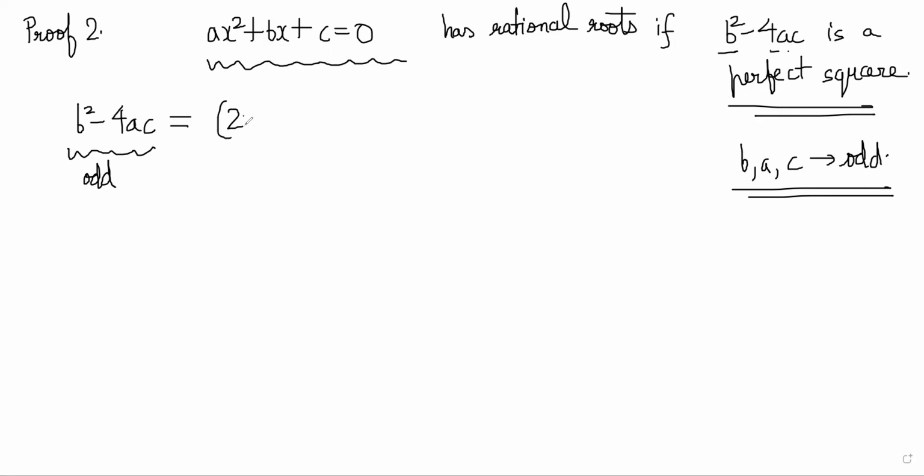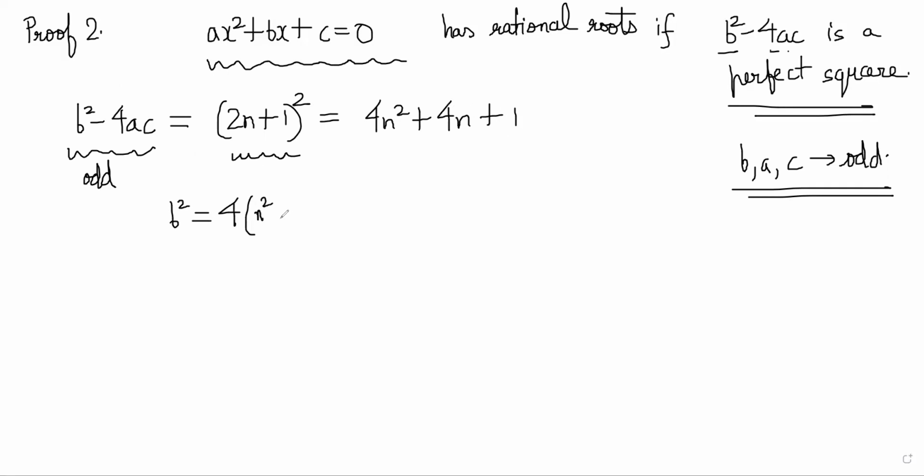So we can say it is the square of some number, 2n plus 1 whole square. Why are we saying 2n plus 1 whole square? Because b square minus 4ac itself was odd. So it must be the square of an odd number. So if we write it like this, we can expand it like this. And we can say b square is equal to 4 times n square plus n plus ac plus 1.